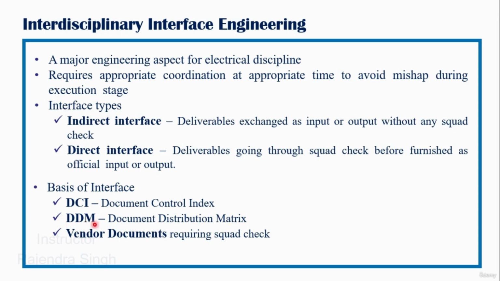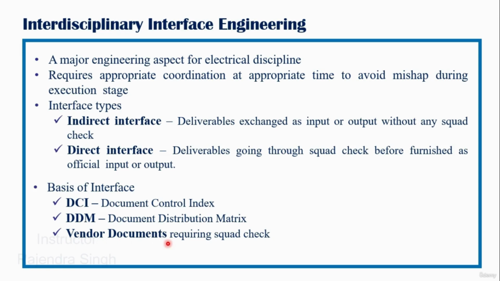Then we have a DDM called the document distribution matrix or the IDC matrix, right? Which clearly specifies that for each discipline, which deliverables are to be shared as part of IDC checks or squad checks to the other departments as part of indirect interface or sometimes as part of the direct interfaces. And finally, we have the vendor documents. These are the documents which require a squad check.